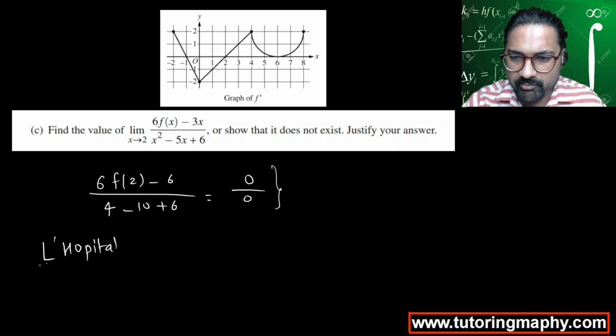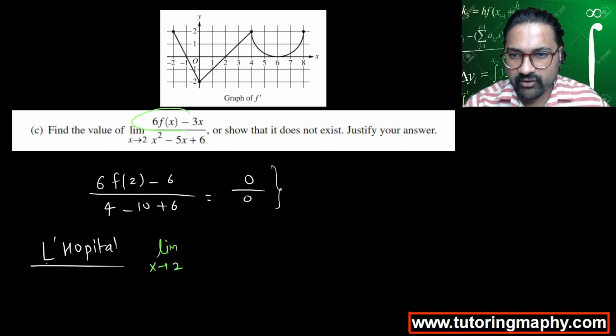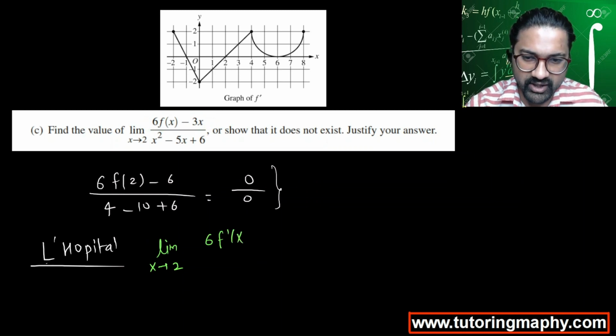So I'm going to use L'Hopital over here. What L'Hopital suggests is you find the derivative of the top and the bottom separately till the indeterminate form is ruled out. So I'm going to find the derivative of 6f(x) first, which is just going to be 6f'(x), and the derivative of 3x is just going to be 3.